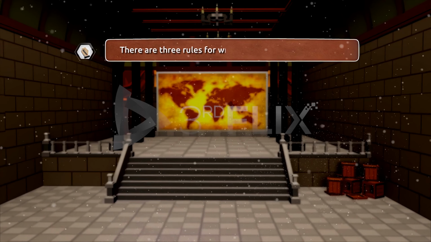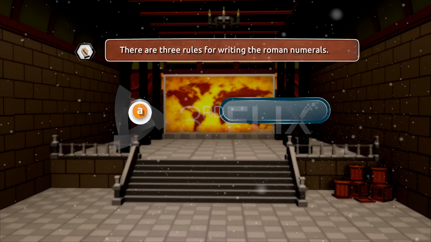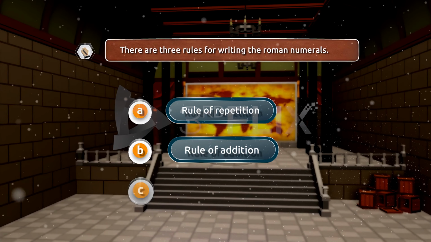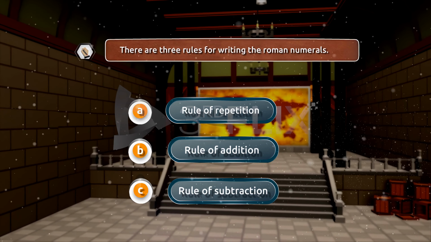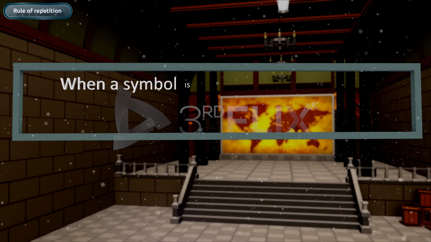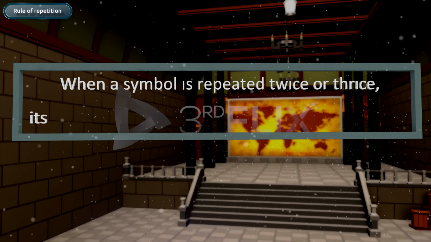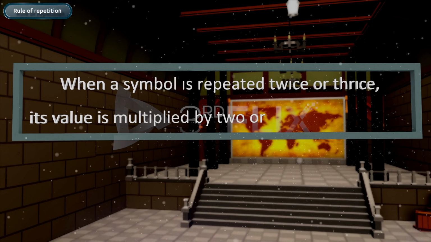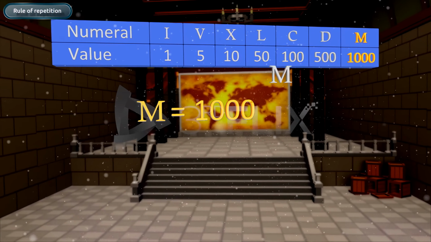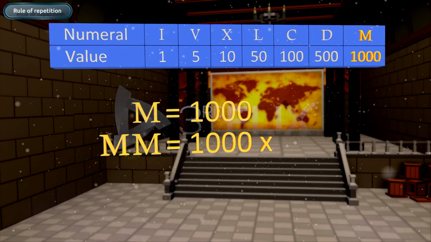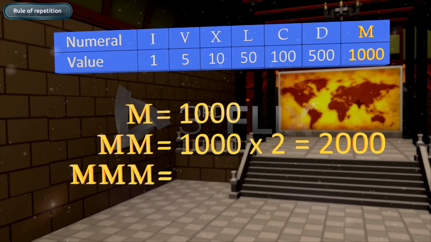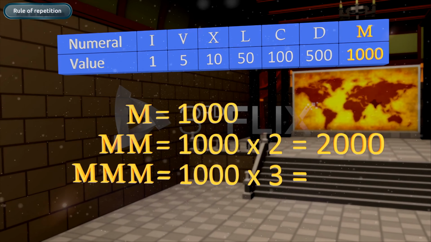There are 3 rules for writing the Roman numerals. A. Rule of repetition. B. Rule of addition. C. Rule of subtraction. Rule of repetition. When a symbol is repeated twice or thrice, its value is multiplied by 2 or 3 respectively. M equals 1000. MM equals 1000 times 2 equals 2000. MMM equals 1000 times 3 equals 3000.